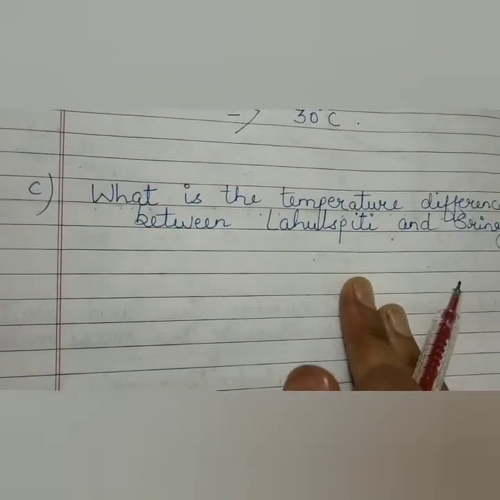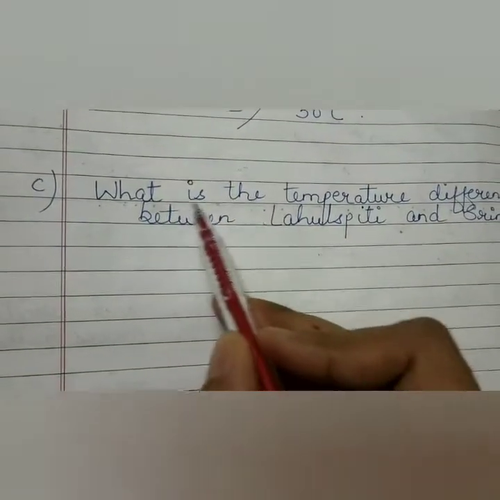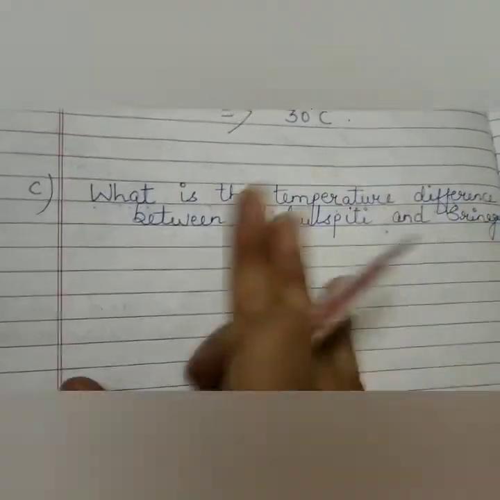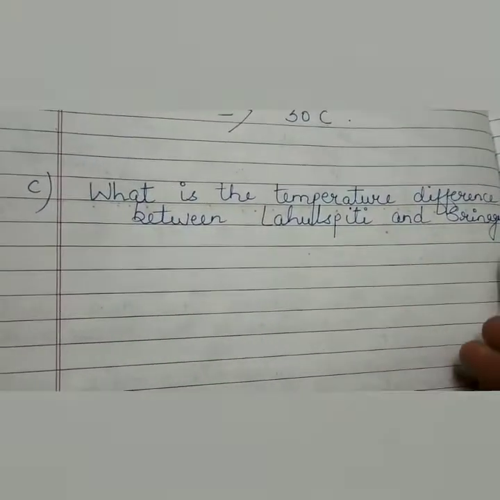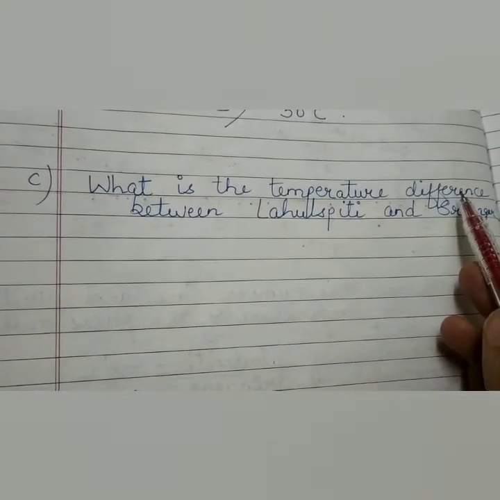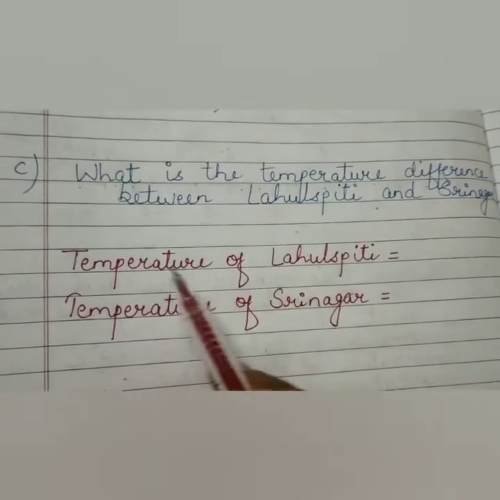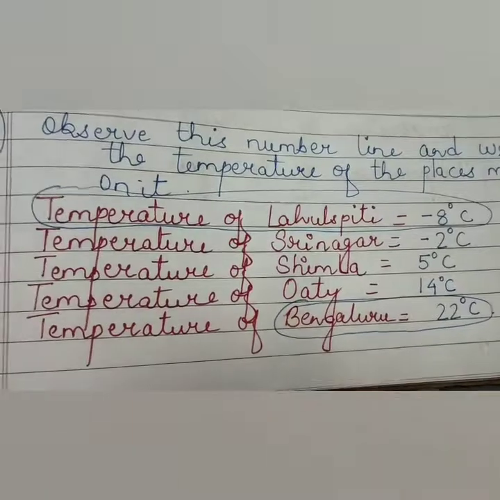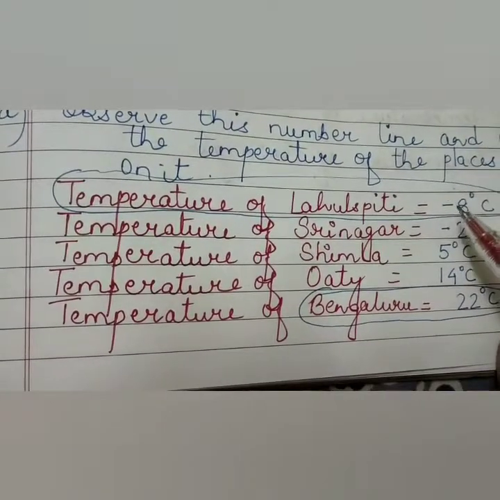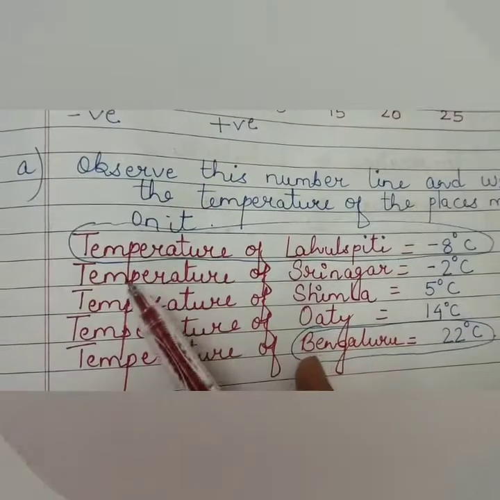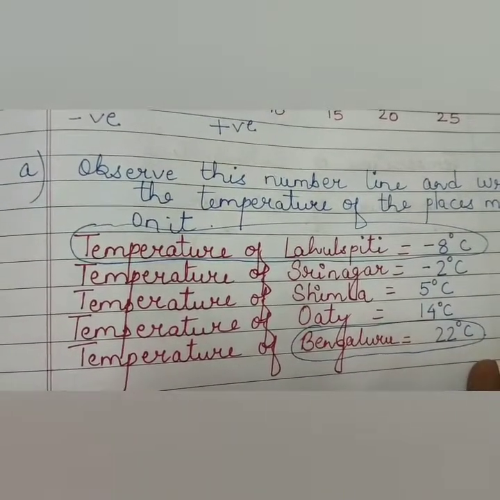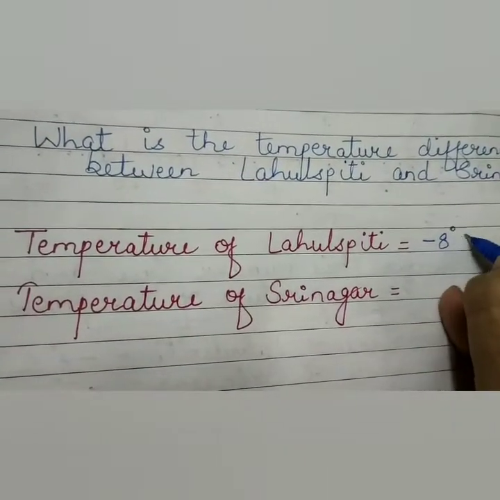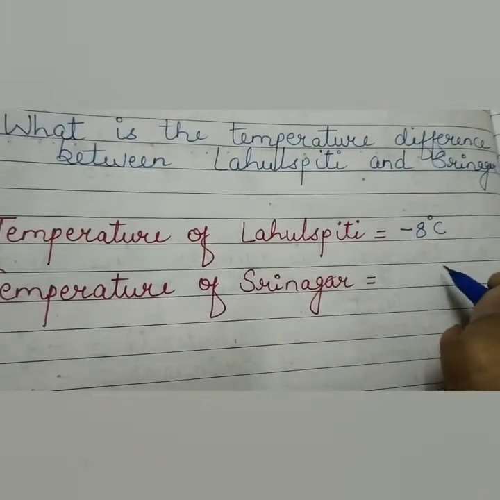Then question number C of question number 1 is, what is the temperature difference between Lahaul Spiti and Srinagar? Firstly, you will write the temperature of Lahaul Spiti and Srinagar, then again you have to do subtraction. Okay. Now students, we have to write the temperature of Lahaul Spiti and the temperature of Srinagar. Now see this number line. So the temperature of Lahaul Spiti is minus 8 degrees Celsius. Okay. And the temperature of Srinagar is minus 2 degrees Celsius.